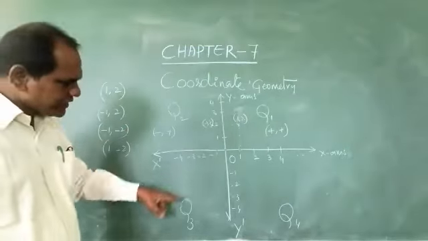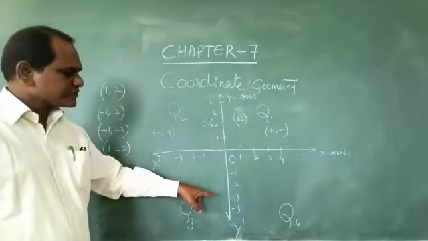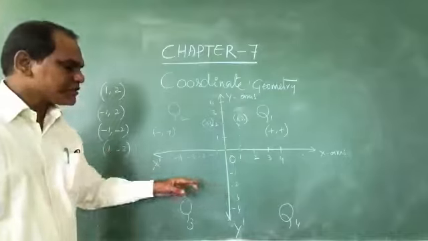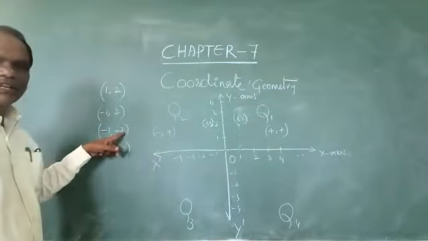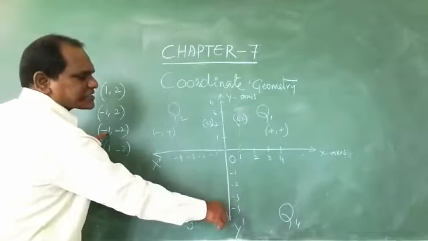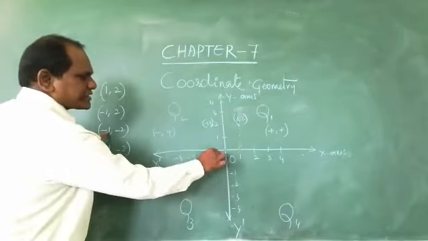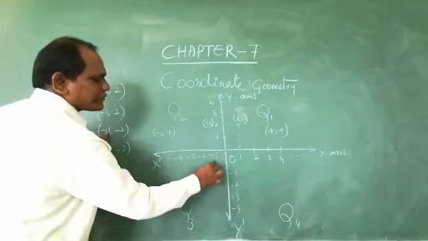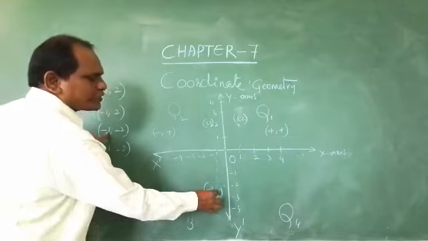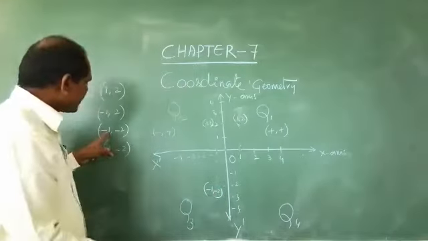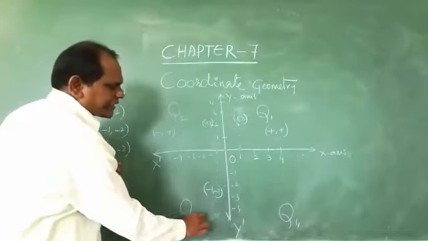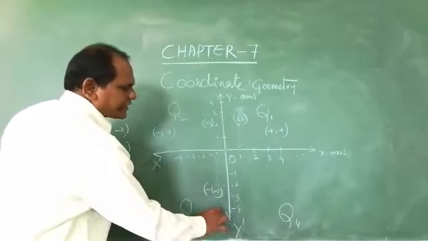When we come to quadrant 3, both are negative: the x coordinate is negative and the y coordinate is also negative. Suppose the example is minus 1 comma minus 2. This is minus 1 comma minus 2, and both are negatives.